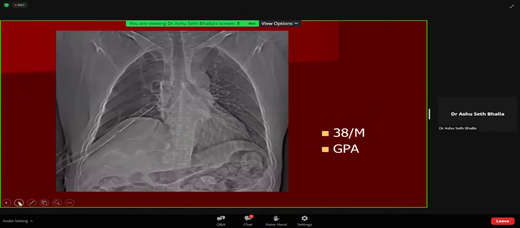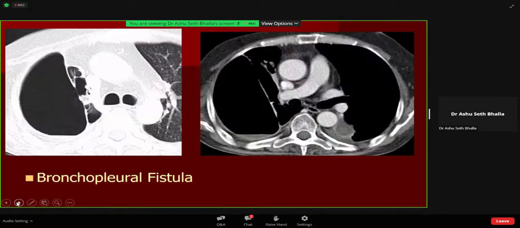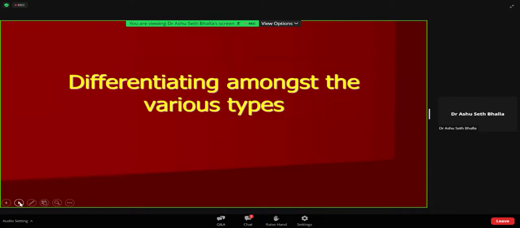So the associated complications of cavitating nodules, like in this patient, you can see an ICD is in place, but the pneumothorax is gloriously unaffected. And that is due to the presence of a bronchopleural fistula. So as I said, basically all the attendant problems which come with lesions which rupture into the pleura are very frequent in a setting of GPA.